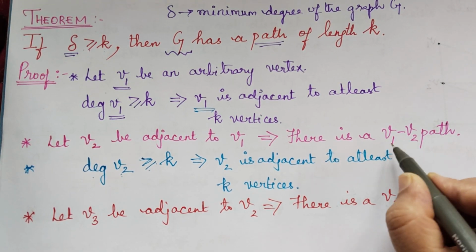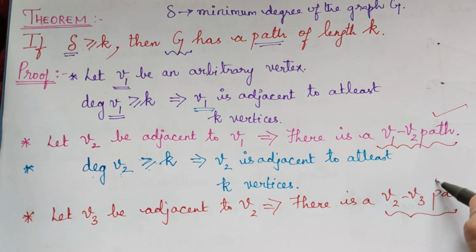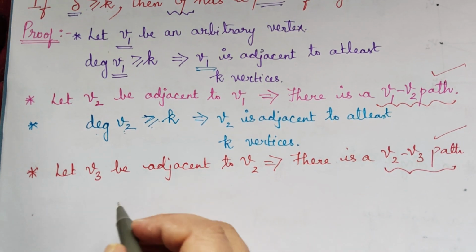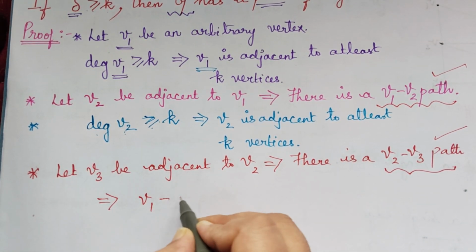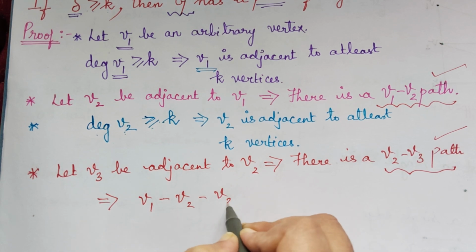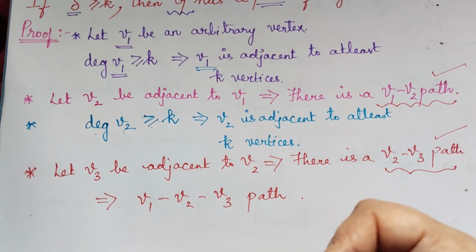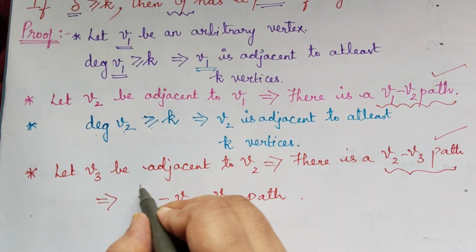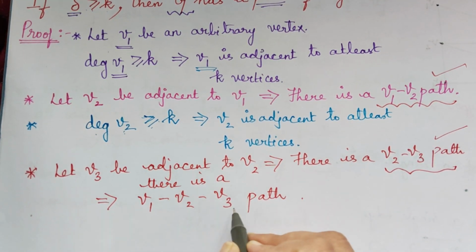Now combining, already we have the V1 V2 path and now we have the V2 V3 path. So combining these two, what can we say? We can say that there exists a V1 V2 V3 path. Now we keep on proceeding this process.